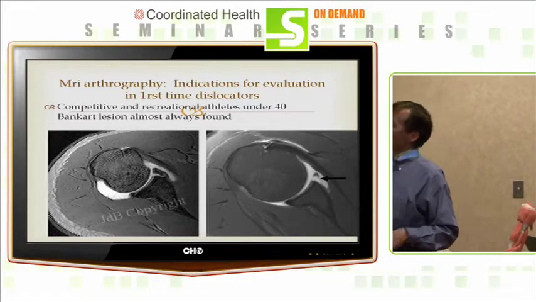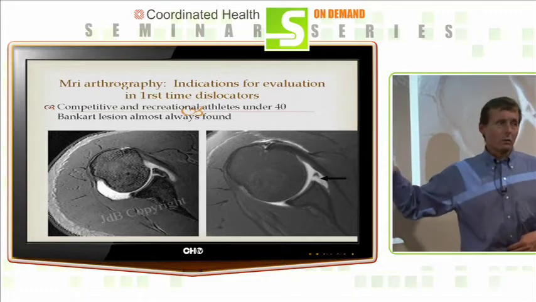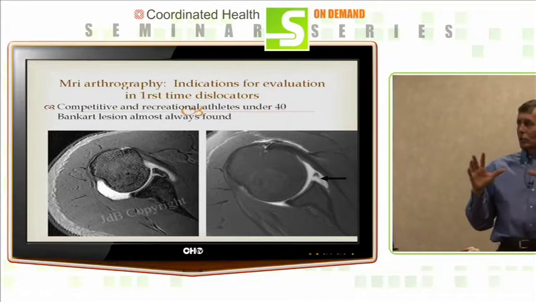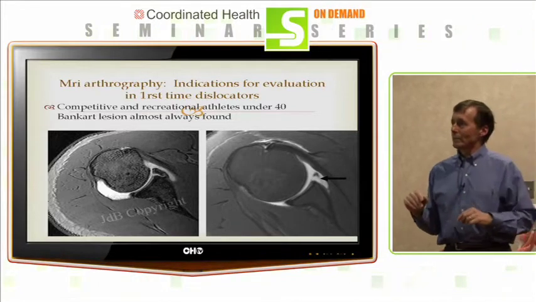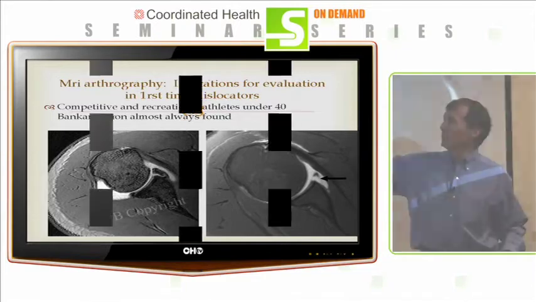Now, if I'm going to get an MRI in an athlete, I'm going to put a little dye in it. It's called an arthrogram, and that's so I can see the actual detail of the labrum. Because if you get just a regular MRI without putting a little dye in, you will not see that lesion. So if we're going to get the MRI today, I get an MRI arthrogram.